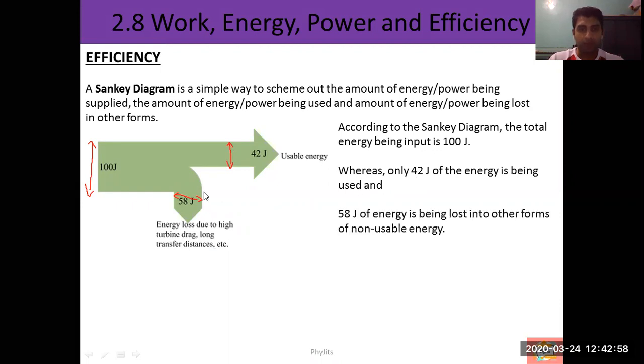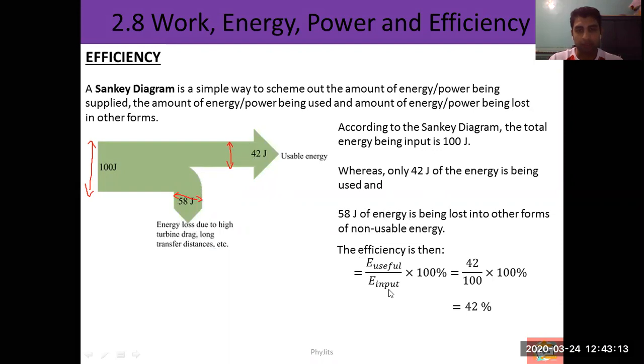All right, and the remaining 58 joule of energy is being lost in other forms of non-usable energy. So according to this system, the efficiency of the system will be useful energy divided by input energy times 100%. So this system is only 42% efficient, right?